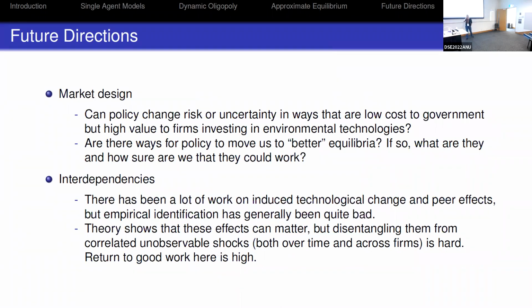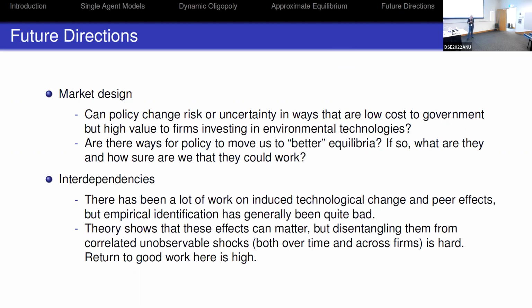Market design, I'm definitely thinking a bunch about market design now going forward. Can policy change risk or uncertainty in ways that are low cost to government but high value to firms? Power purchase agreements and electricity for solar or wind are prime examples of this. I guarantee you a price of electricity going forward. Are there ways to move us to better equilibria? And do we trust our models enough to think that we might try to do that? The answer to A may be yes. The answer to B, do we trust our models enough, is almost definitely no right now.